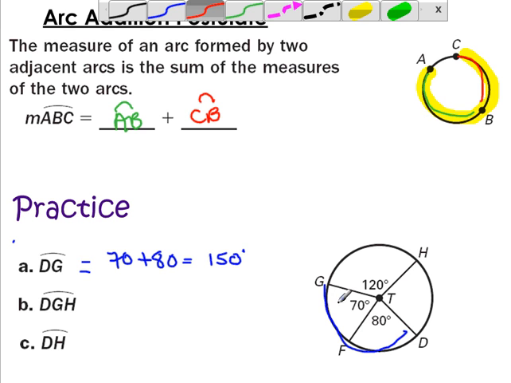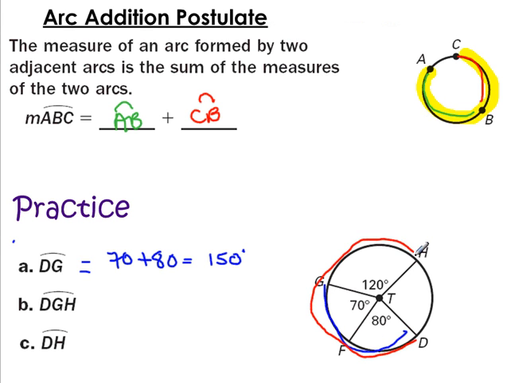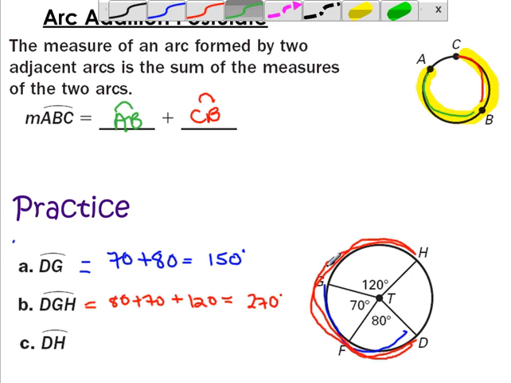Next we have arc DGH. Since it has 3 letters, this is a major arc, so I'm going to need to find out what this entire arc here is. I have all of the corresponding central angles, so I can take these measures and add them up to come up with the total measure for arc DGH. So here I'm going to add up 80 plus 70 plus 120, and together that makes up my major arc's measure. This will end up being 270 degrees. Last we have arc DH.